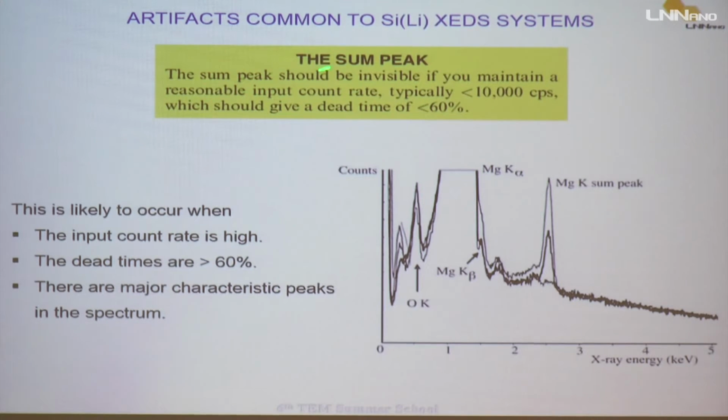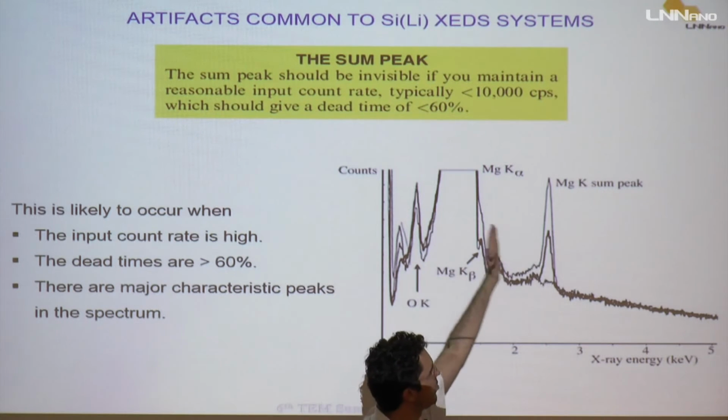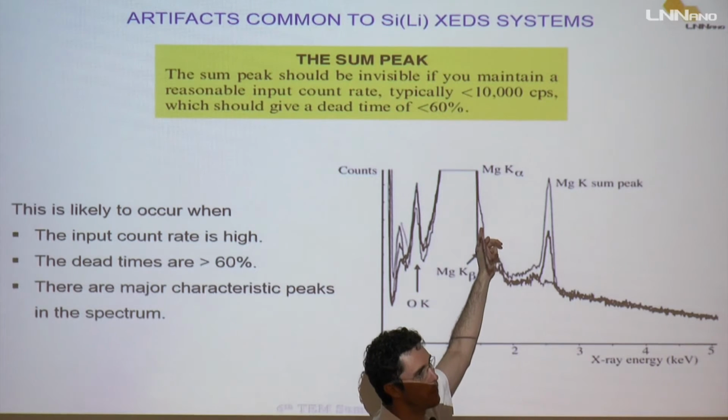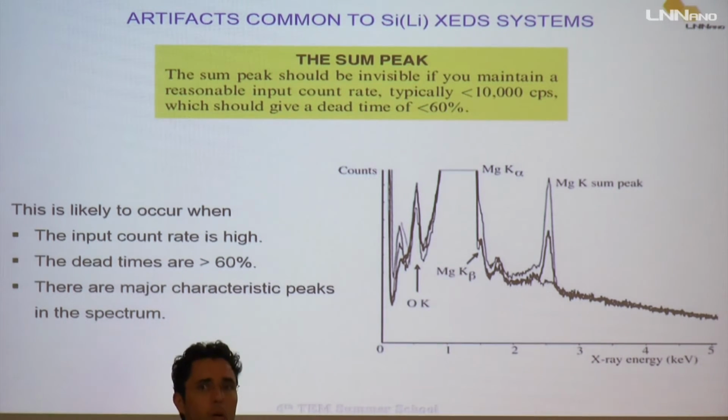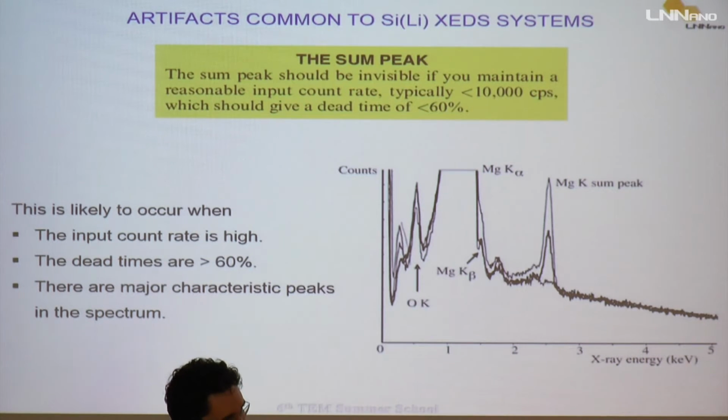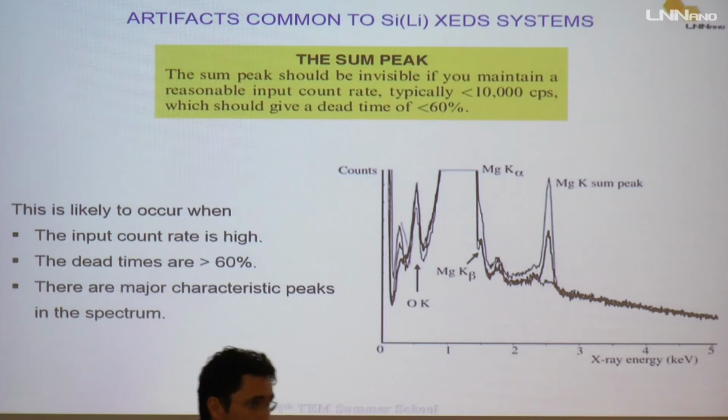Another conventional artifact is the sum peak. You have many counts of one element, and when you count really long, you start to have the sum peak. It's double the energy of your principal element. This is because the detector electronics was not able to differentiate two photons arriving at the same time in the detector. Okay?